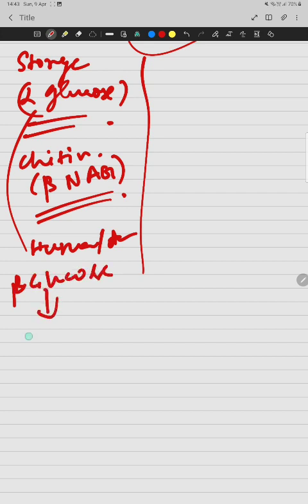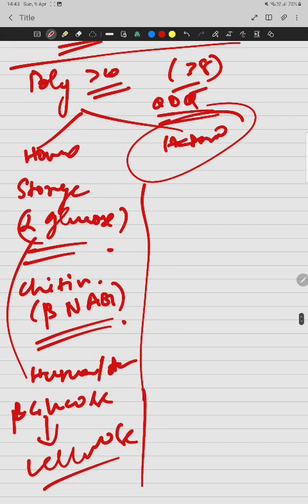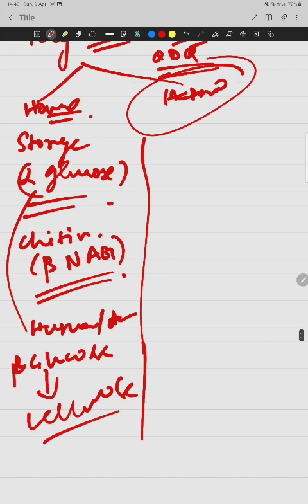So in plants, the storage form is what? Cellulose. Okay, so this is a very, very important point. Now other than this, no other important point in the homopolysaccharides. And next, coming to hetero.